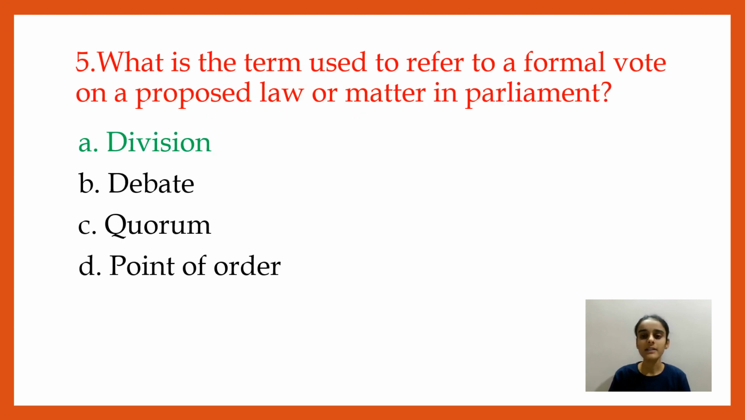Fifth question, what is the term used to refer to a formal vote on proposed law or matter in parliament? Option A, division. Option B, debate. Option C, quorum. Option D, point of order. And the correct option is option A, division.